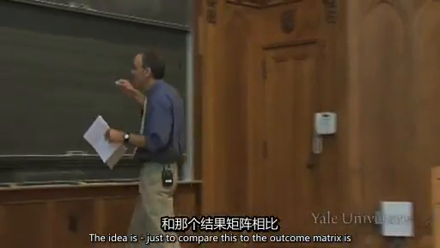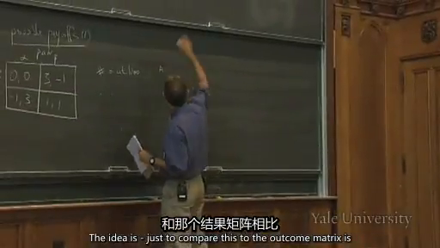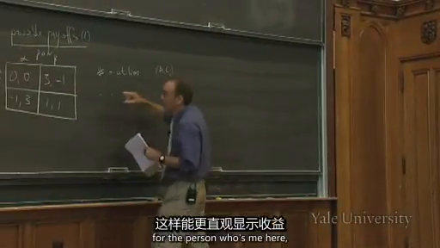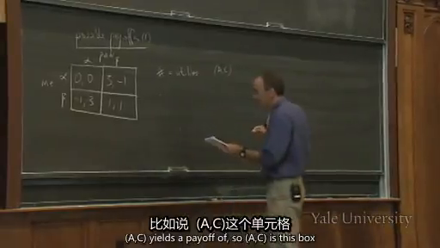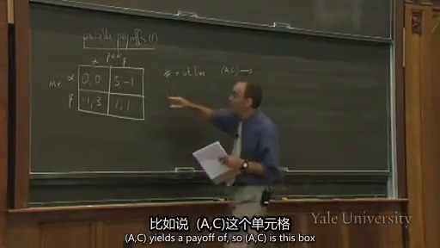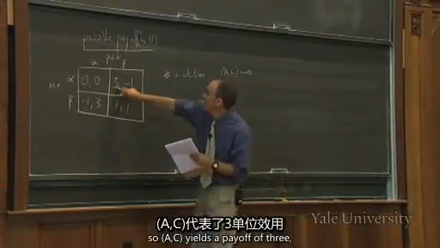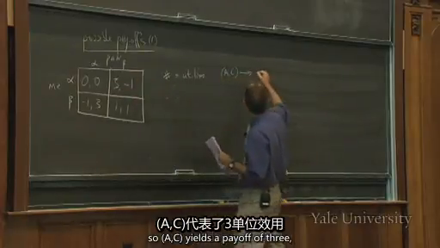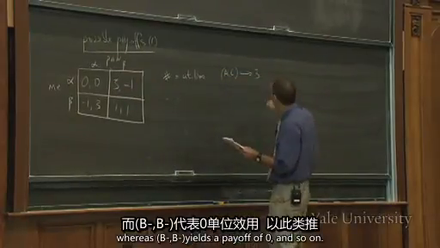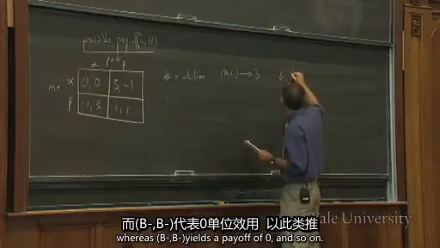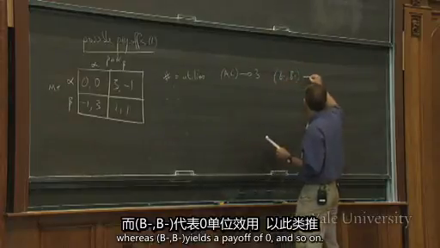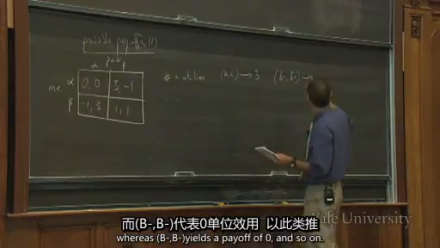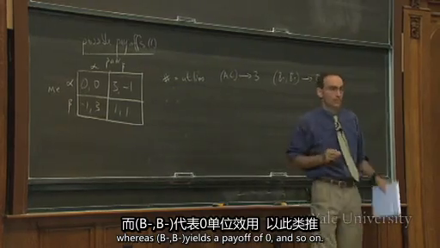All right. And the idea, just to compare this to the outcome matrix, is for the person who's me here, AC yields a payoff of, so AC is this box. So AC yields a payoff of 3, whereas B minus yields a payoff of 0, and so on.